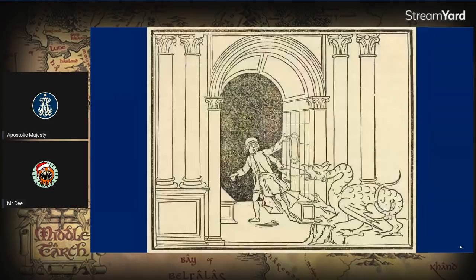And this, of course, is another illustration from the, again, to try and pronounce it, Hypnerotomachia Poliphili. Yes, the literal dragon there, which I was quite taken by.